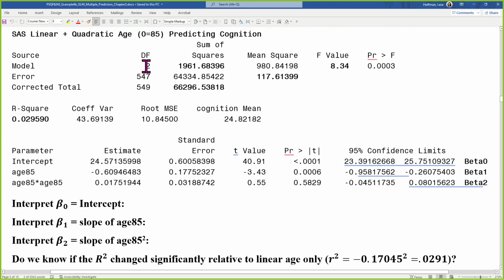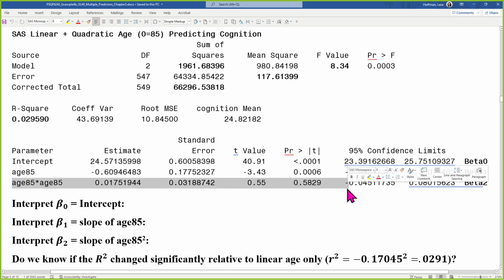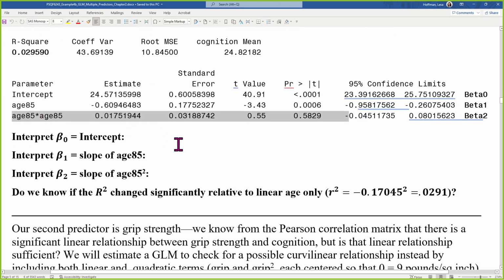And while we do have a significant model, my F for the model is telling me that the two slopes do work together to significantly predict cognition. How well they work together is like 3% well, which is not great, but it is what it is. It looks like the individual contribution of the quadratic slope for age is not significant, meaning we probably don't need it.